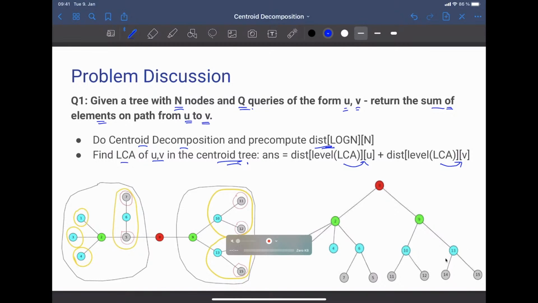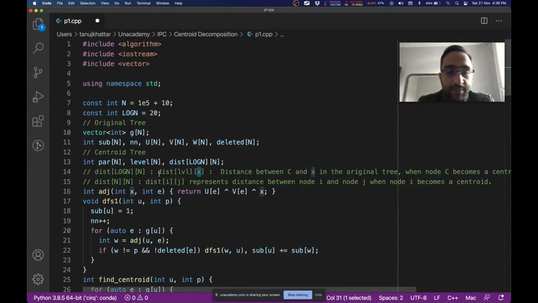So if I specify the level, I have specified both pieces of information, the centroid which I'm talking about and the node which I'm talking about. Like I want to compute the distance between the centroid comma node. So instead of specifying the centroid, I'm actually specifying the level, and therefore I'm maintaining a distance array of log n comma n.